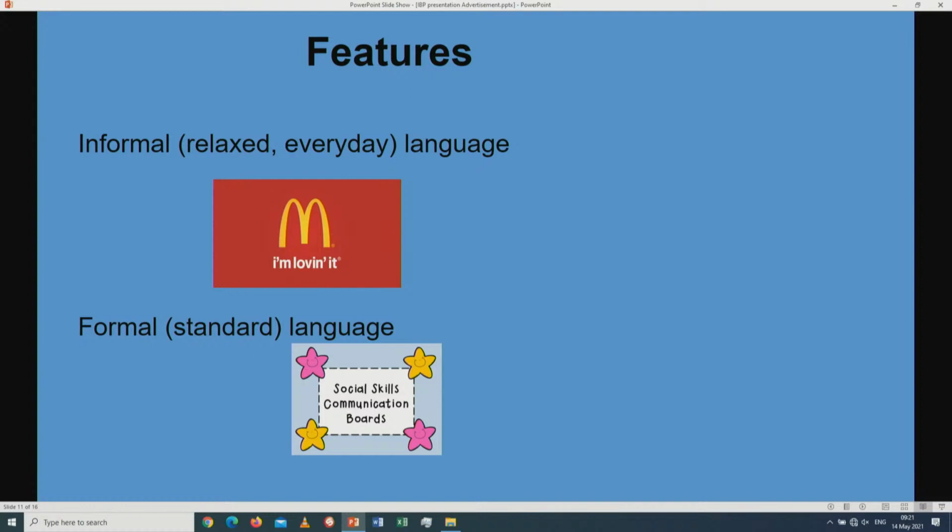Continuing with the features, designers use informal language, just a relaxed language that we use every day. Examples, I'm loving it. They also use formal language, which is a standard language. Look at that poster over there. The language is standard. Social skills communication boards.